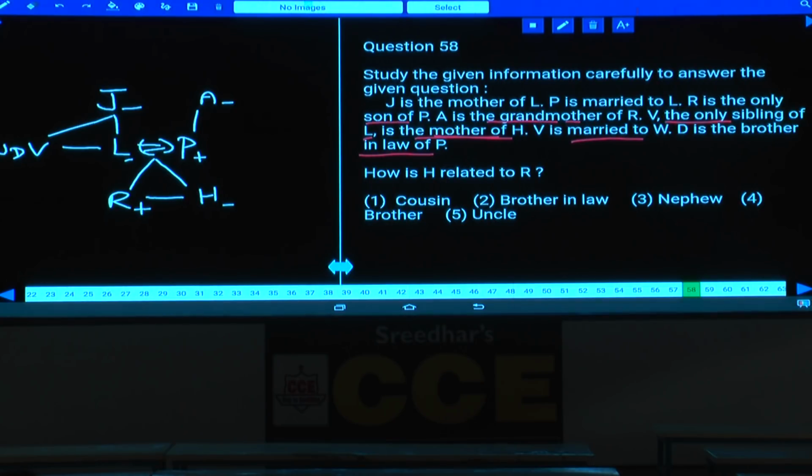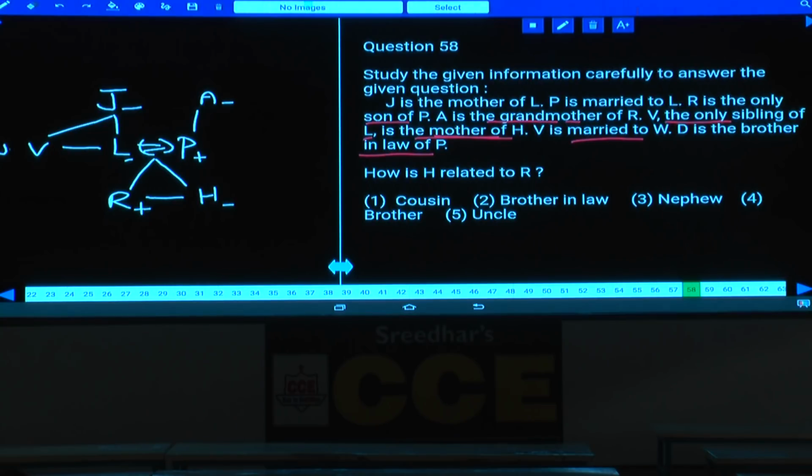But whereas V is the only sibling of L is given, there is no sibling to this V at all. And this V cannot be the brother-in-law. D is the brother-in-law of P, and D and V cannot be siblings to each other. And so this D is not P's spouse's brother. Then what is the other possibility to this brother-in-law? Brother-in-law, there are two definitions. One is spouse's brother and the other one is sister's husband.